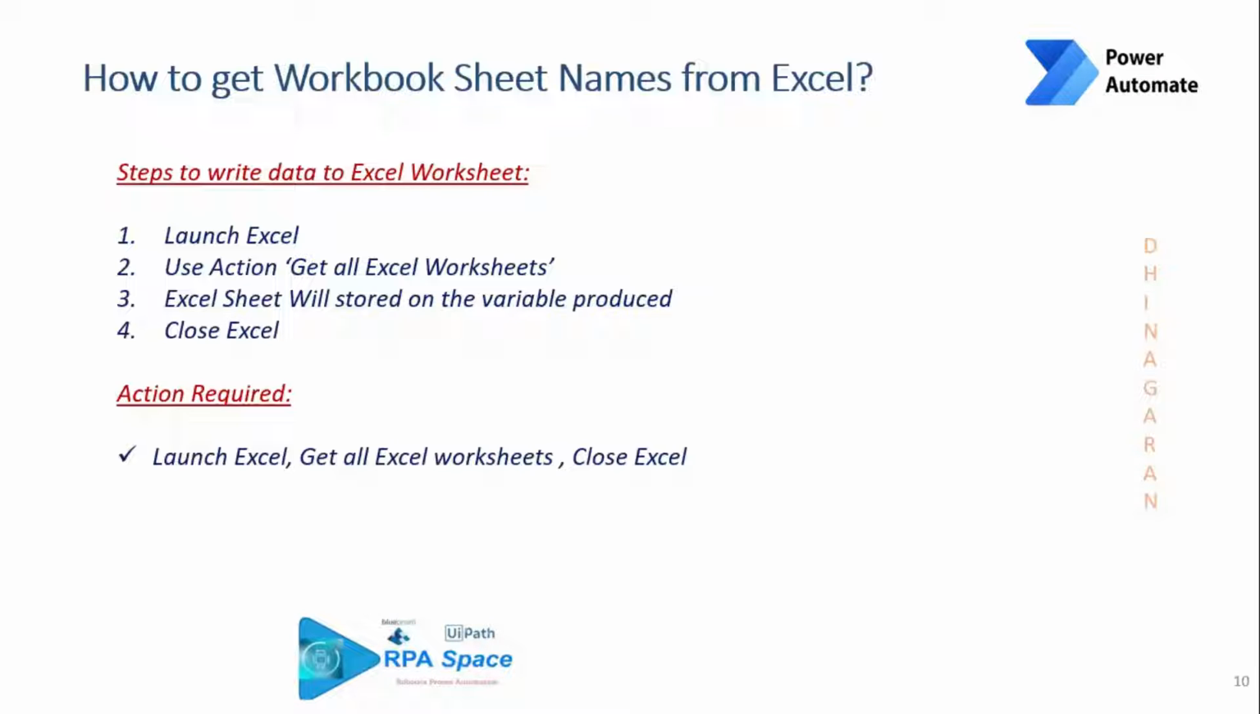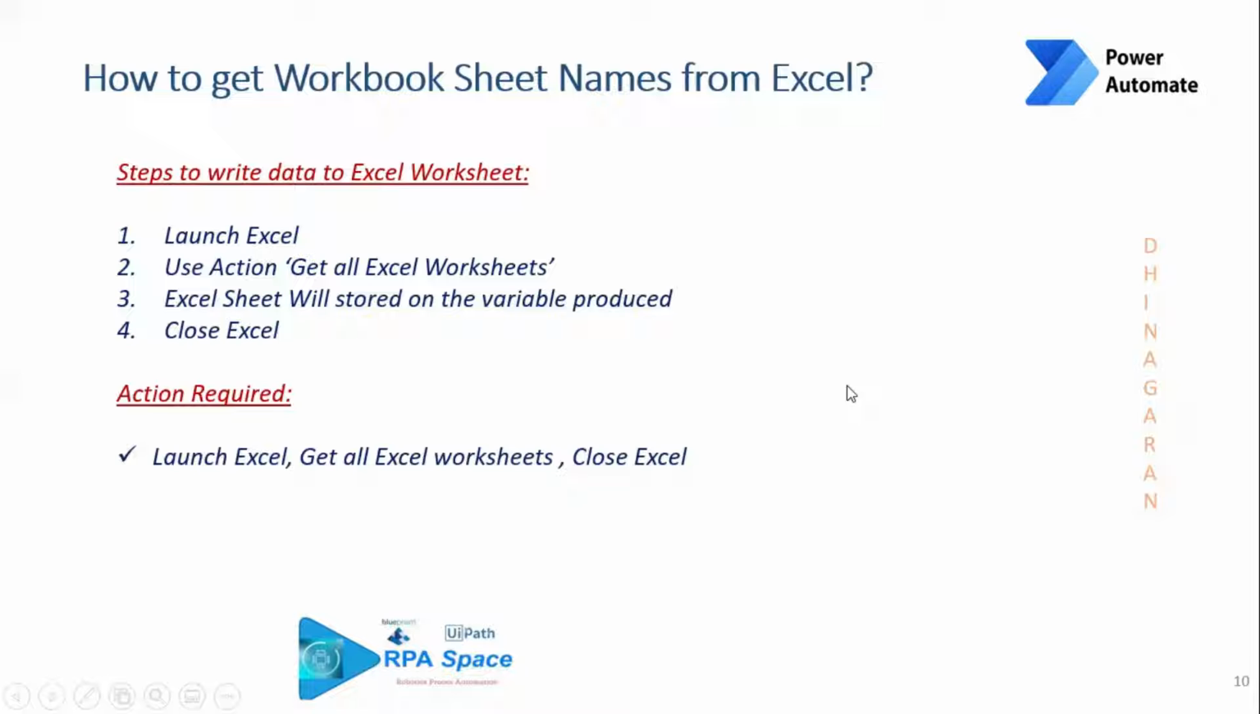So to achieve that, what is required? We need the following steps to be performed in your workflow. You have to launch Excel, then use an action called Get Excel Worksheets. Using that, you will be able to store a variable which holds all the sheet names. And you have to close that Excel, which is a practice that all the best practices recommend. So those are the actions we are going to use: launch Excel, get all Excel worksheets, and then close Excel.